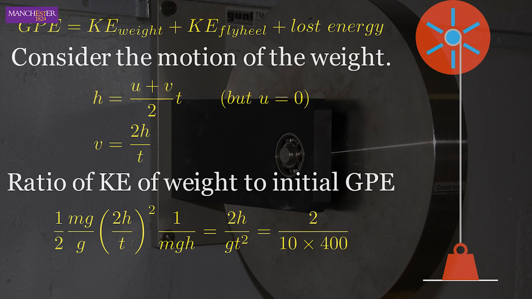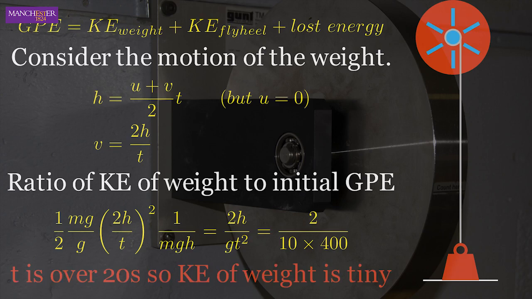Let's find the ratio of the two. It's basic arithmetic, and we get at the end 2h over g t squared. 2h is 2, g is 10, and t squared is several hundred. We can conclude that the final kinetic energy is a small fraction of the initial potential energy, and ignore it.